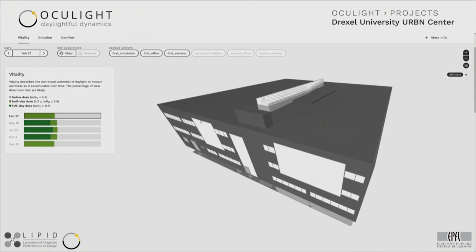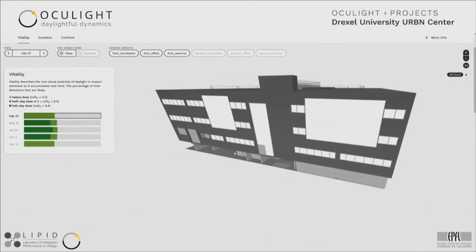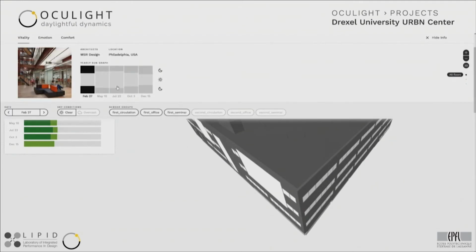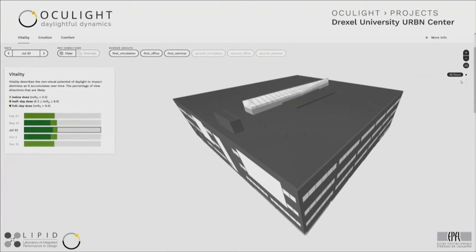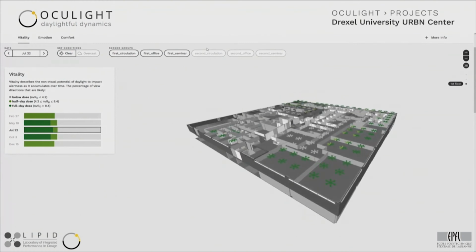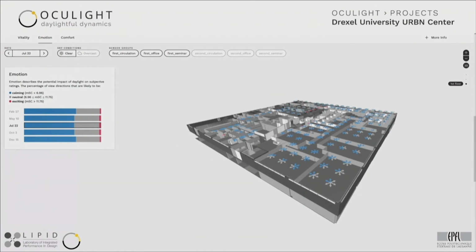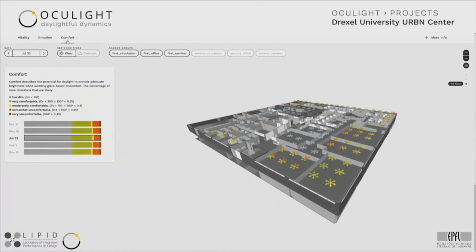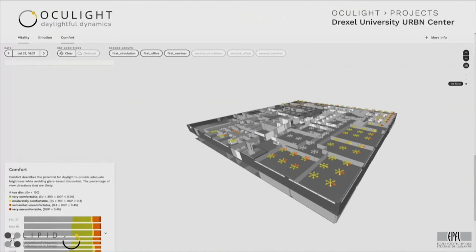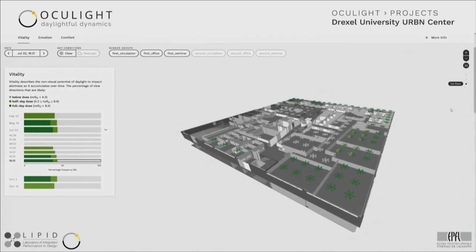So the first one is the Drexel Building in Philadelphia, sorry, the office is in Minnesota. So here the idea is to be able to look at different moments of the year, of course, as usual, and to have a very interactive exploration, let's say, of the space. In this case, we just saw vitality, we now saw emotion and now comfort. And so for every one of these points in space, in a very interactive way, we can explore different moments of the day. We can go back to vitality for this particular floor.